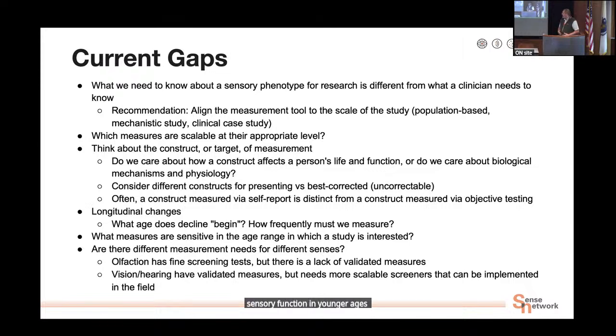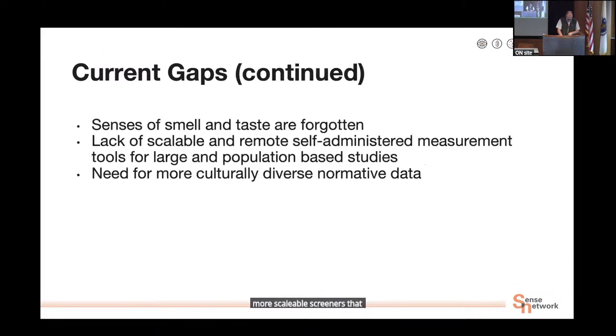And are there different measurement needs for different senses? One interesting conversation that we had both yesterday and today is that olfaction has really great screening tests, measures that you can just put in the mail to participants, but there's a lack of validated, clinically precise measures. The opposite is true for vision and hearing. There are validated measures, but we need more scalable screeners that can be implemented within the field. That's another current gap.